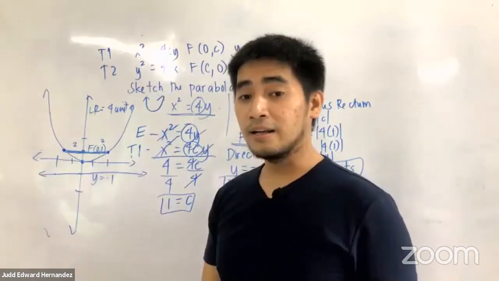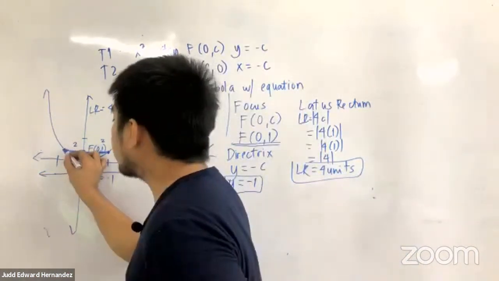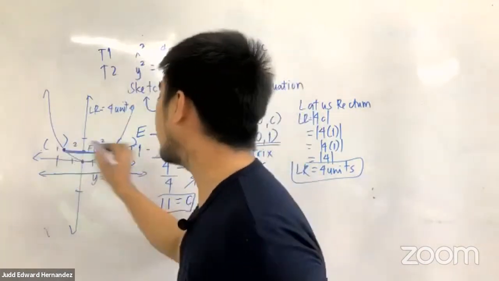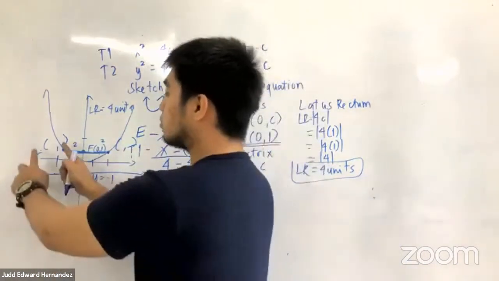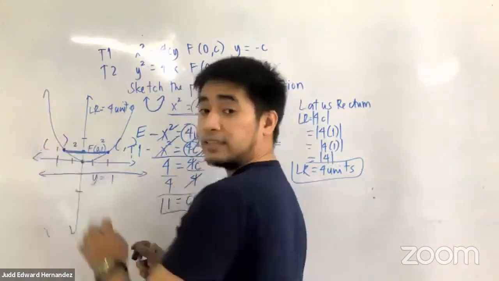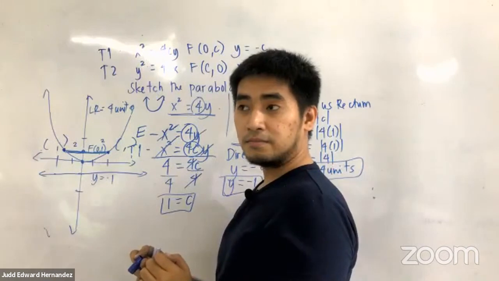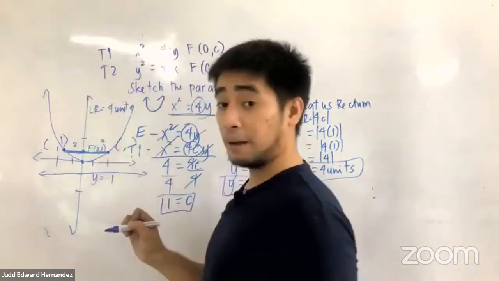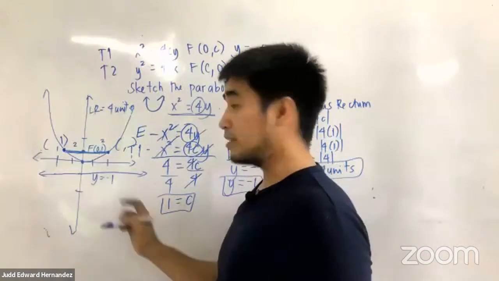Tama ba? Okay. And what is this point? Kailangan hanapin daw natin yung endpoints ng latus rectum. Sa tingin nyo, ano to? Di ba, mula sa vertex, umangat siya. Ilan yung inangat niya? Isa. Dapat, yun agad yung y-coordinate. Tama? That is positive 1.